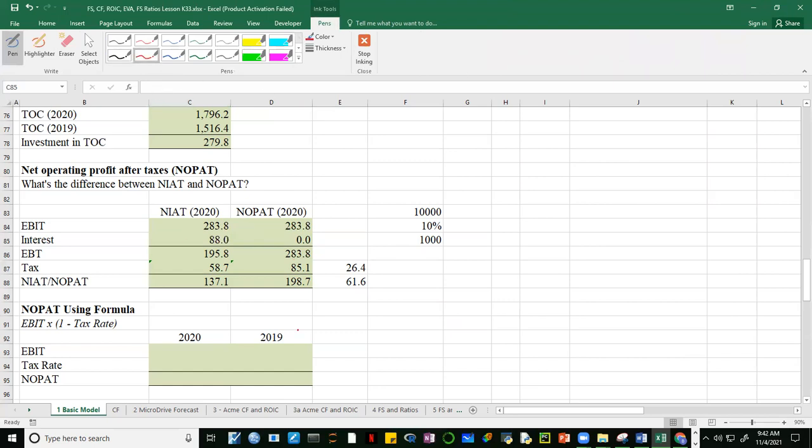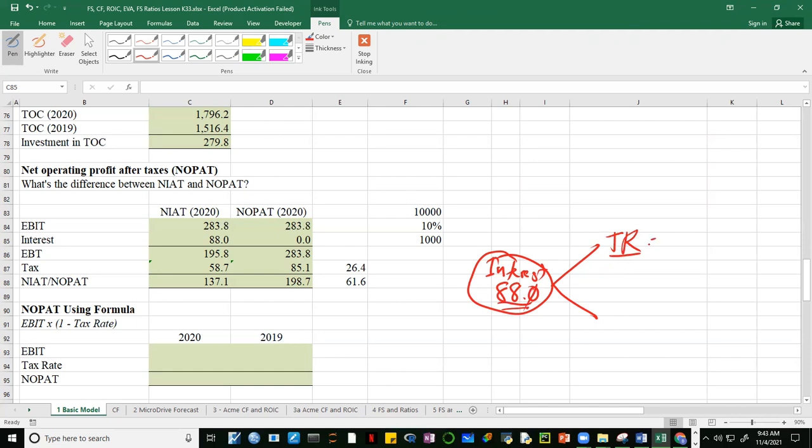So we have your interest, no? This is your interest expense, and the amount is 88.0. Okay. So this will not be the difference between NOPAT and NIAT. Rather, the difference will be smaller by way of the tax savings. And how much is the tax savings? The tax savings, guys, is based on the tax rate.